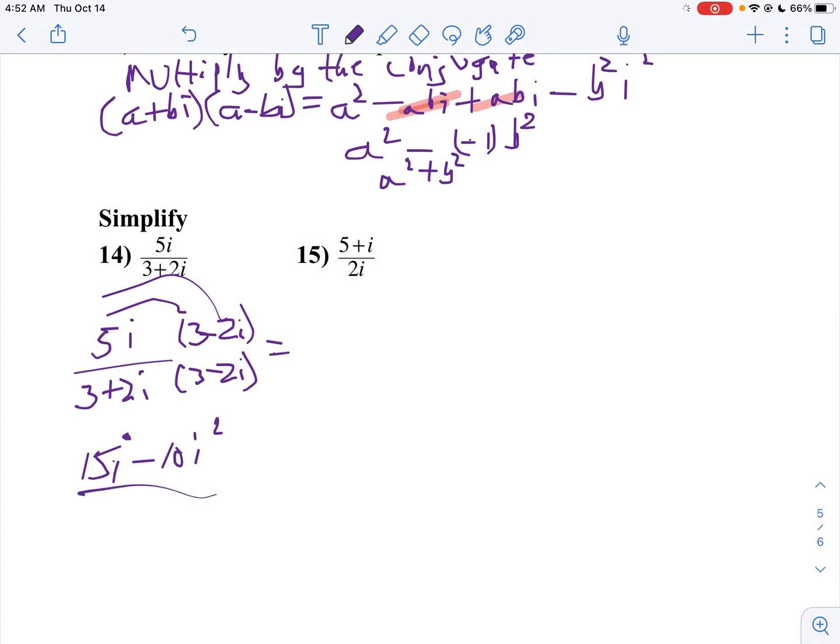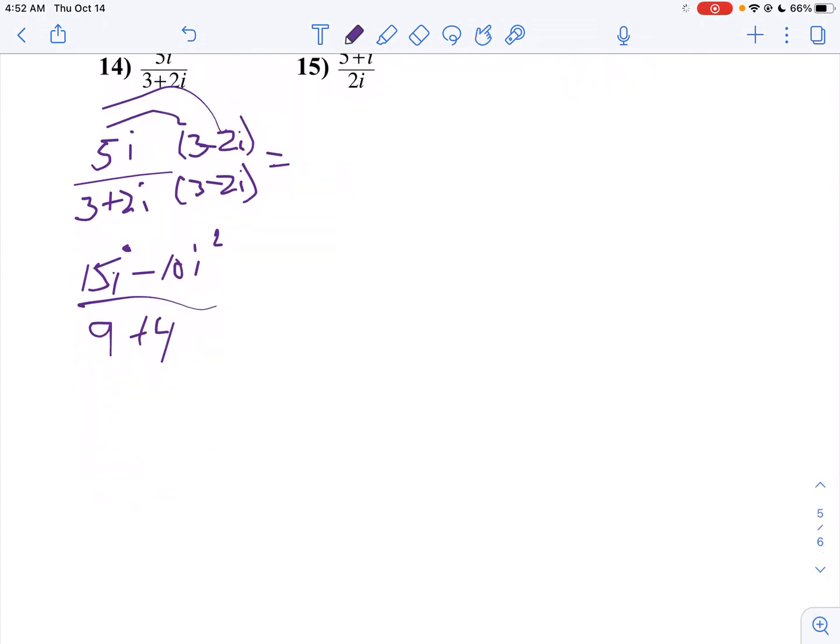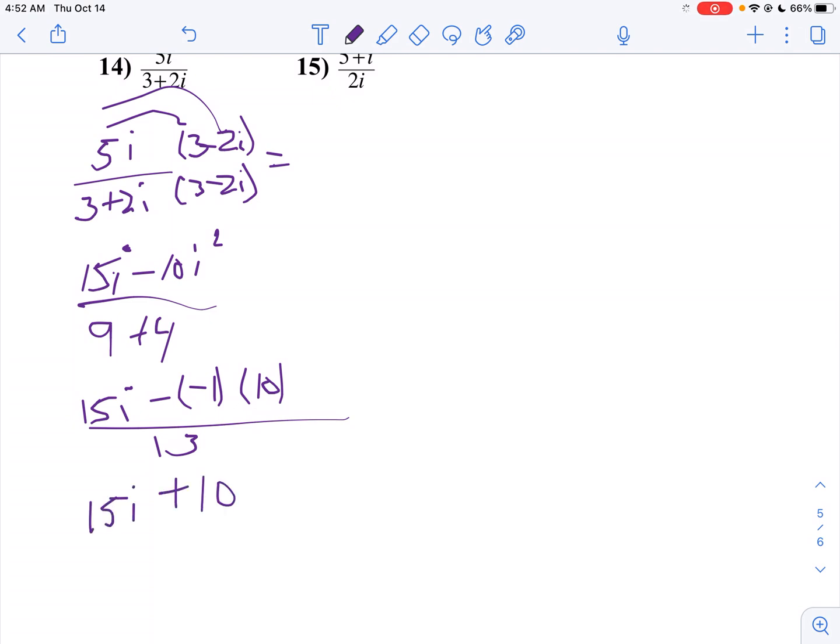Now the denominator I know is a squared plus b squared, so it'll be 9 plus 4. Now I'm going to simplify the numerator a little bit. So I'm going to get 15i. Remember, i squared is negative 1. So I get minus negative 1 times 10, or plus 10, all over 13. So I get 15i plus 10 all over 13. And there you have it. Your denominator is a real number. Your numerator still is a complex number.